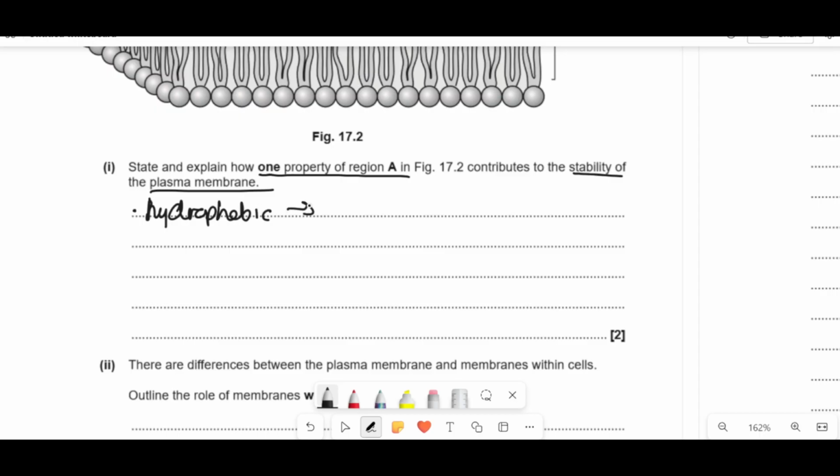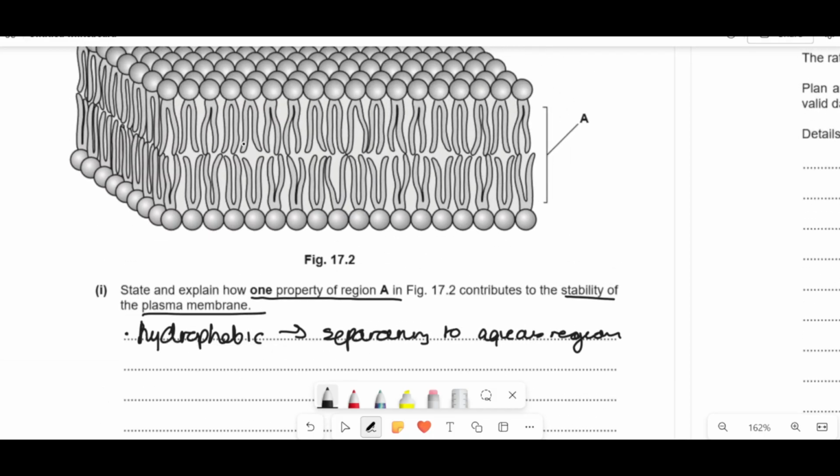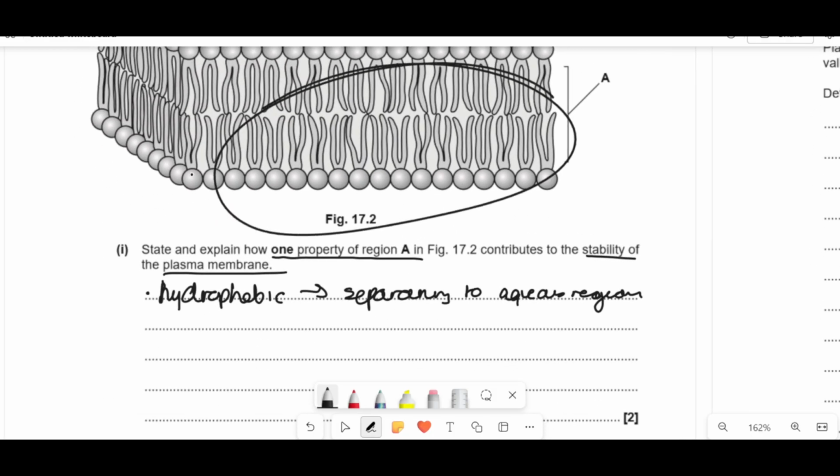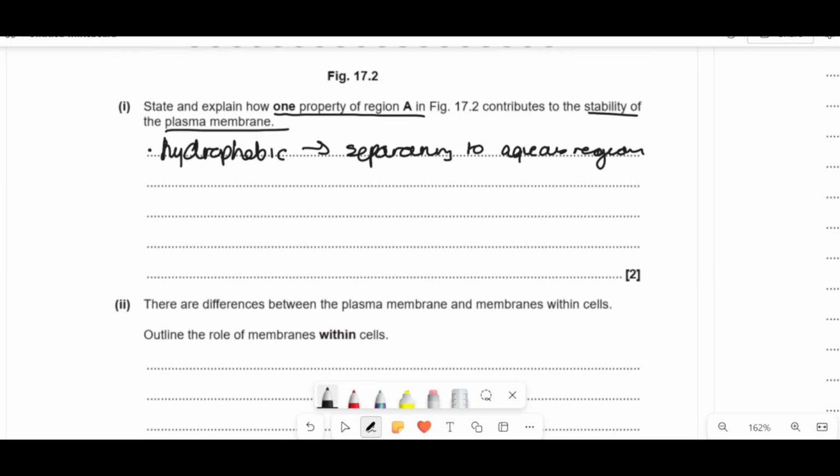And why is that helpful? Well, you could talk about an explanation that's relevant to it. In this case, it's got a middle bilayer, so it's separating two aqueous regions. It's got this nice little barrier between the water outside and the water inside. But as well as that, you could also say this has cholesterol in it, which can control the fluidity as well. More cholesterol, less fluid.